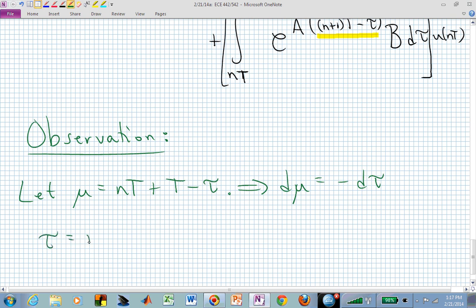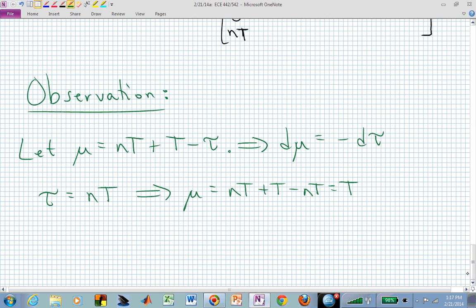And at the lower limit of integration, where tau was equal to little n capital T, we can now find that mu, if mu is now our variable of integration, becomes nT plus T minus nT, or that becomes capital T. And if we look at the upper limit of integration, when tau is now equal to the quantity little n plus 1 times capital T, mu at the upper limit of integration becomes nT plus T minus (n plus 1)T, which actually evaluates to 0.